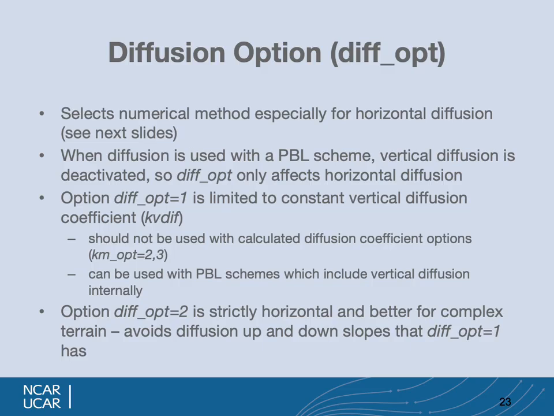So one of your choices when you're doing diffusion in the model is diff_opt. Diff_opt selects the numerical method, especially for horizontal diffusion, which I'll show soon. When diffusion is used with the PBL scheme, the vertical diffusion is deactivated, so diff_opt only will impact your horizontal diffusion choice. Diff_opt equals 1 is limited to constant vertical diffusion, which you can specify a coefficient with kvdif. So it should not be used when you have a calculated diffusion coefficient, such as km_opt equals 2 and 3, that I'll come to later. It can be used with a PBL scheme because that includes its own vertical diffusion internally.